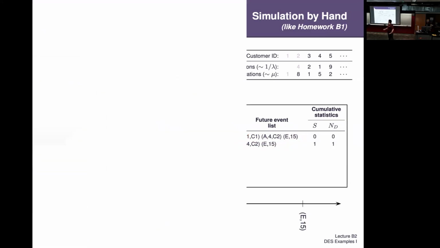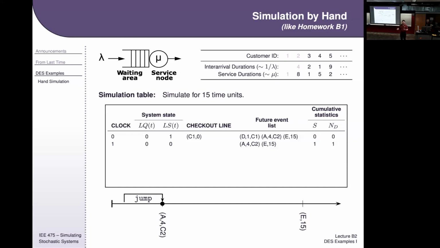Okay, well, let's do a couple more rows here. So we're going to jump to the next event in the future event list, which is the first one. So wherever the current row is, it's the first one on the event list in that row. And that happens at time 4, and it is an arrival event of customer 2. So now we're going to go through the arrival logic. Well, what do we do on arrivals?